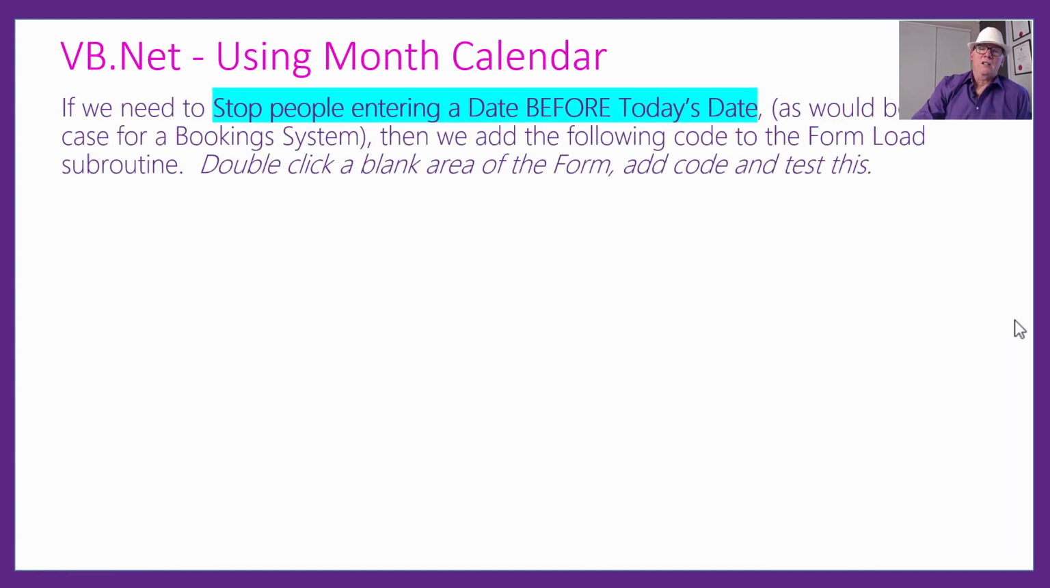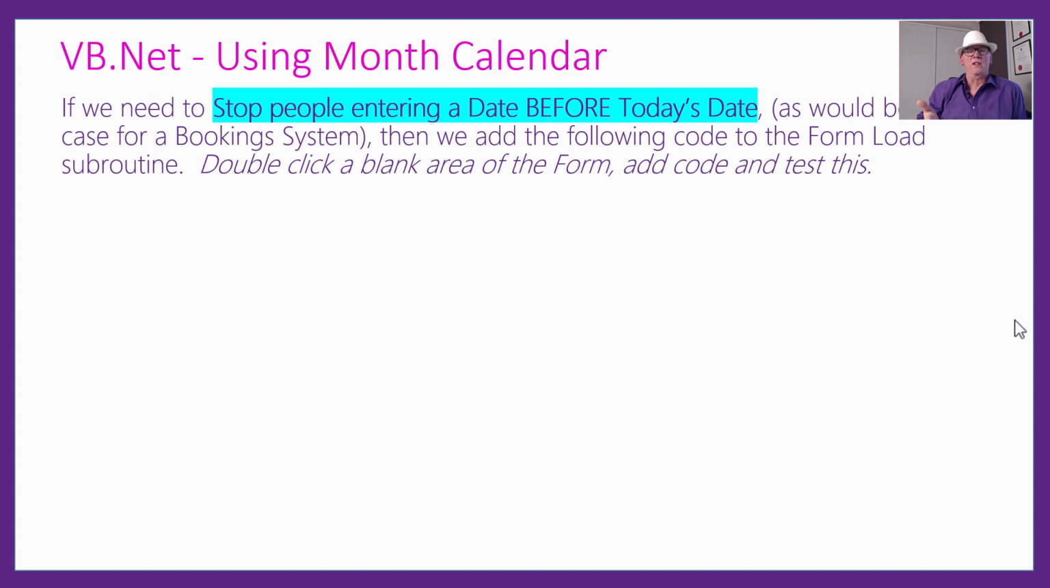All right, now we're going to do some restrictions on what they can do on the month calendar, all right? So if people are booking something, if this was a booking system and they're going to book in their car for a service, or maybe they're booking a reservation at a restaurant or a hotel, we don't want them to be able to go backwards from today's date, right?